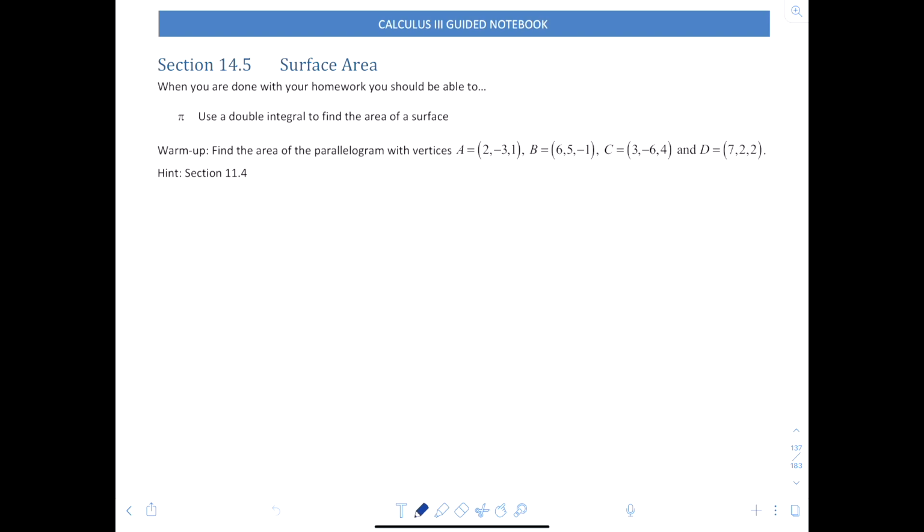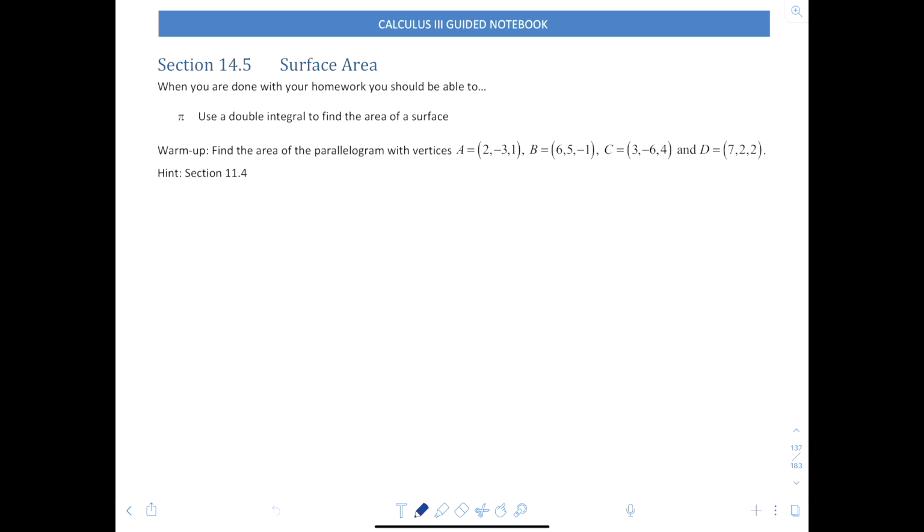So today we are working on surface area. Our goal is to be able to use a double integral to find the area of a surface. So let's warm it on up by finding the area of the parallelogram with vertices.